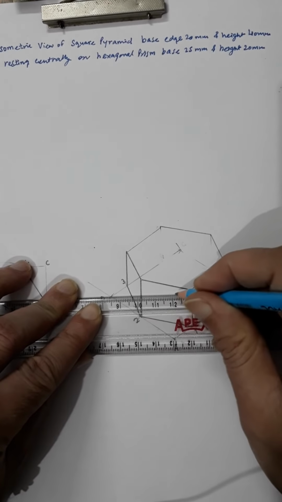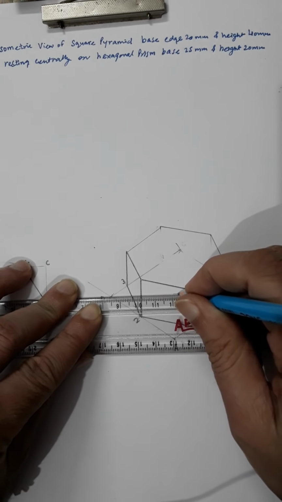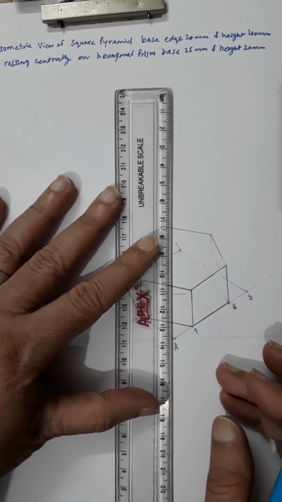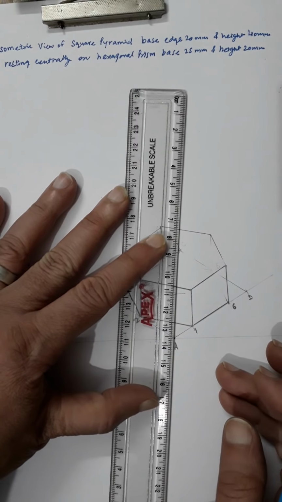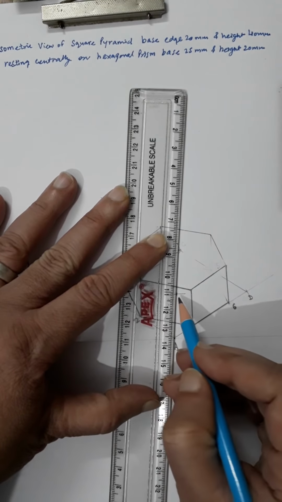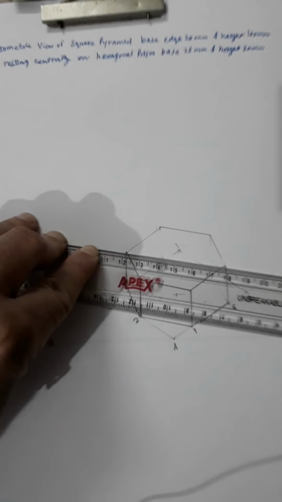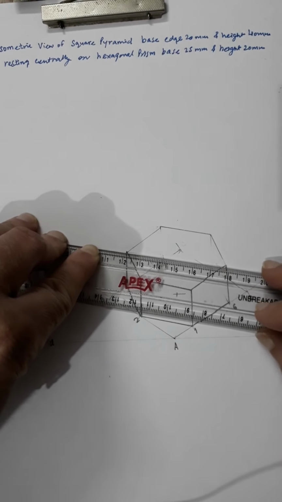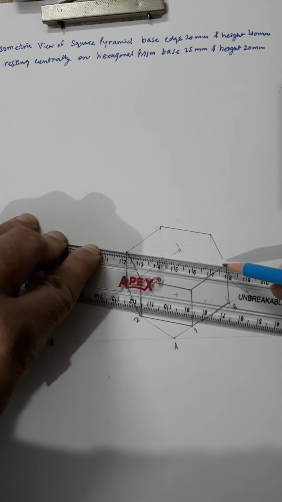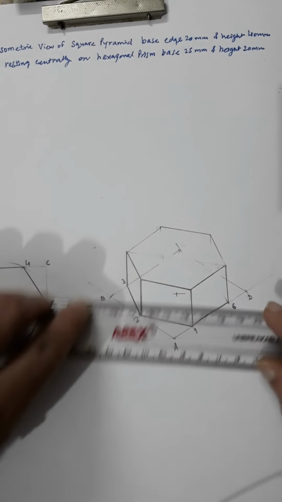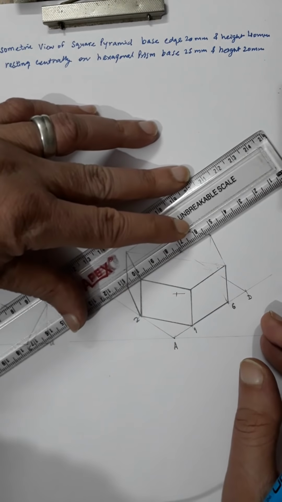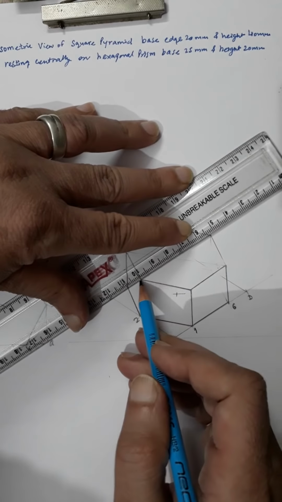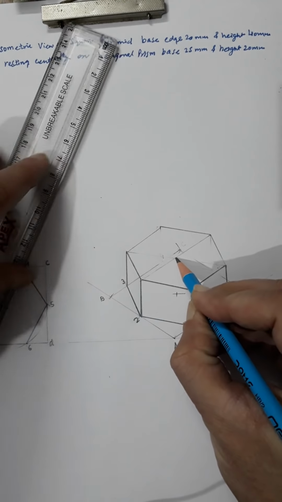Next you need to find out the center of the base. First I will find the center of this base. So this is the center. Now you can find out the center of the upper hexagon as well. At the top you can join any two diagonals, and you get the center. So this is the center of this.